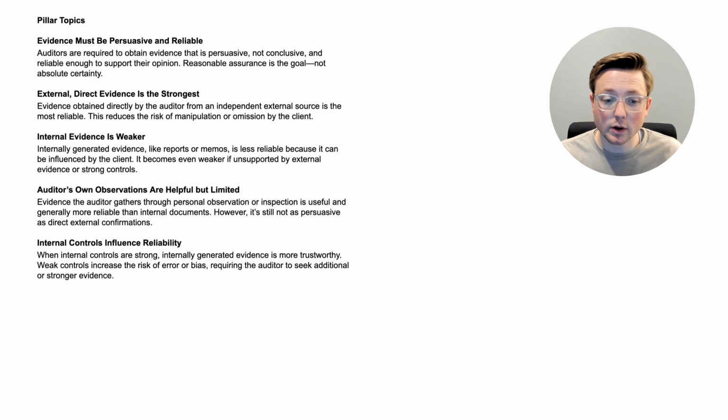Now let's talk about the last one. Internal controls influence reliability. When internal controls are strong, internally generated evidence is more trustworthy. Weak controls increase the risk of error or bias, requiring the auditor to seek additional or stronger evidence. So those were the pillar topics. Those are kind of the main ideas that we were trying to get across in these first 5 questions.